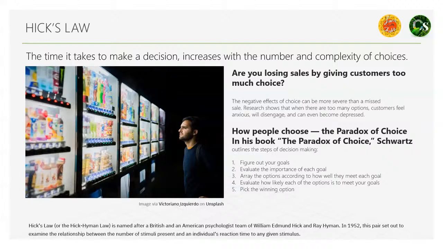How do people choose? What is the paradox of choice? In his book The Paradox of Choice, Schwartz outlines the steps of decision making. 1. Figure out your goals. 2. Evaluate the importance of each goal. 3. Array the options according to how well they meet each goal. 4. Evaluate how likely each of the options is to meet your goals. 5. Pick the winning option. In our design sprint also, we do a similar process, which I will cover in the design sprint video.